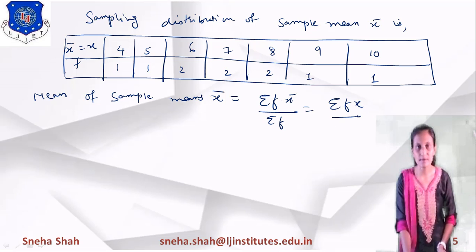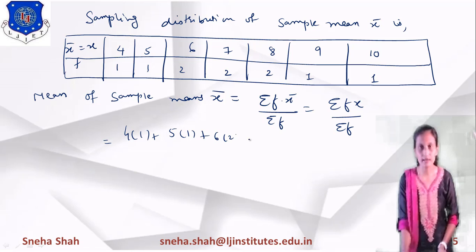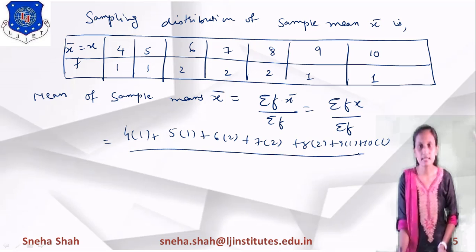So if I am taking this value, then you can see that 4 into 1 plus 5 into 1 plus 6 into 2 plus 7 into 2 plus 8 into 2 plus 9 into 1 plus 10 into 1, divided by the summation of the frequencies, means 1 plus 1 plus 2 plus 2 plus 2 plus 1 plus 1. So the answer equals 70 divided by 10, which equals 7. So this one is the mean value of sample means.